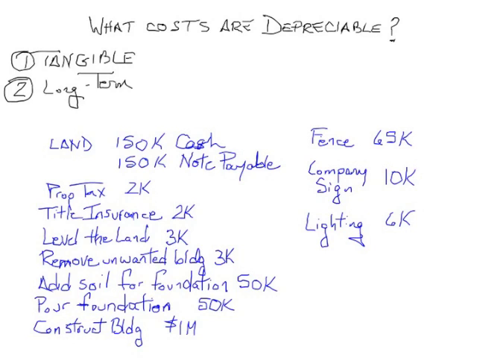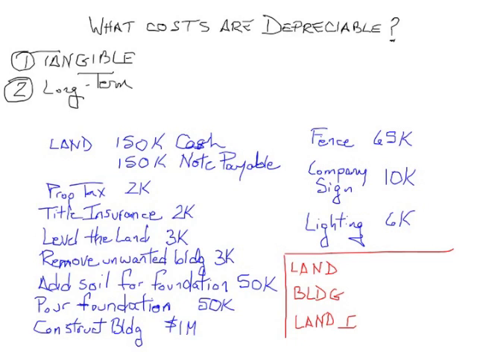So, first step. Let me draw a little line here to separate the data from the result. There are three accounts that these are going to go into. The first one is the land account. The second one is the building account. We're going to have an asset called land. We're going to have an asset called building. But here's one you may not have heard of. We're also going to have an account called land improvements.